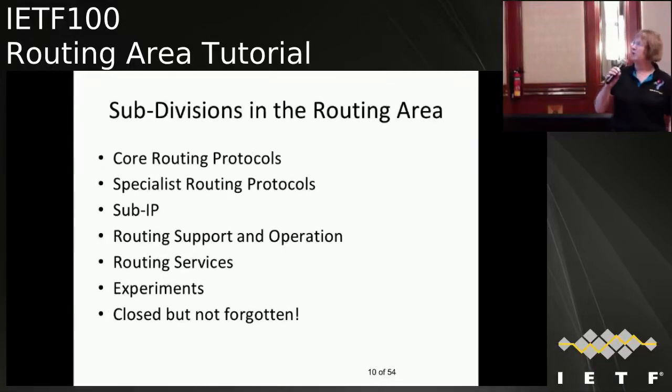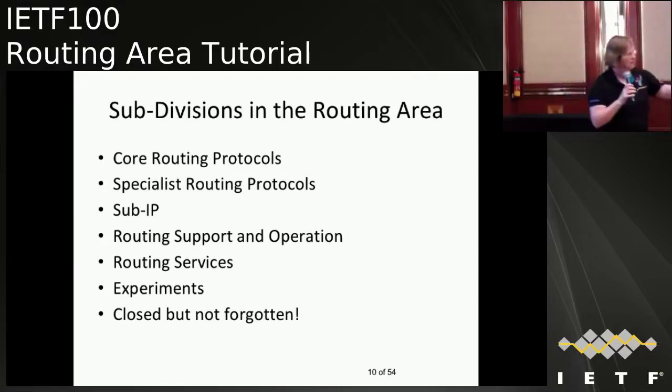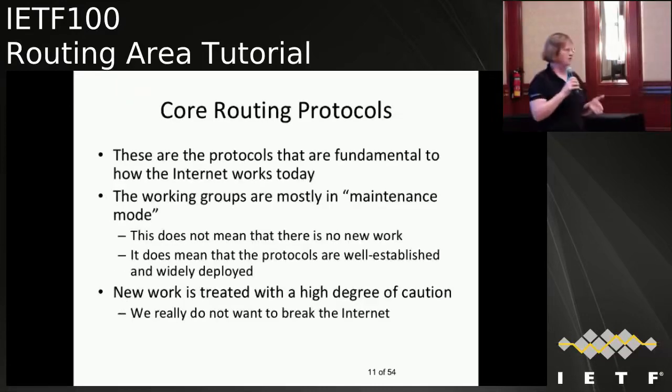So let me go through the division. We have core routing protocols, we have specialist routing protocols, we have sub-IP, we have routing support or operations. How do you configure? We have routing services, we have things we call experiments. There are successful experiments for the most part, and we have closed but not forgotten. It's important to get done with the set of work and close it if you can.